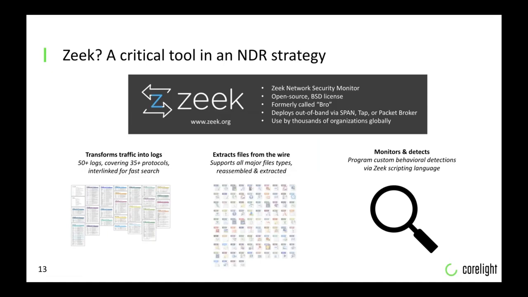Before I dive into why it matters and why you should consider using it, let's just baseline it. It's an open source network security monitoring tool. It's formerly called Bro, as I mentioned. It's been around for over 2 decades. It's deployed out of band, so it is not an inline technology. It's not like a firewall you put at your perimeter. It operates passively out of band, monitoring traffic. And it does 3 things fundamentally, and it does them exceptionally well.